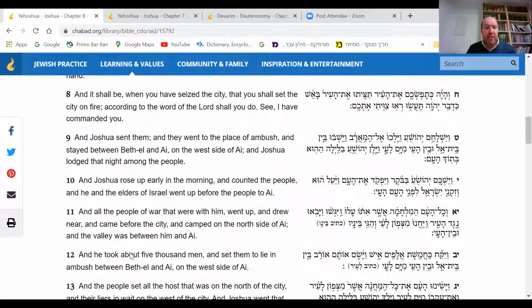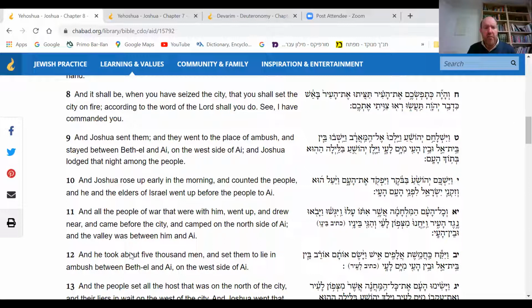And then it says in verse 10, and Joshua rose up early in the morning and counted the people, and he and the elders of Israel went up before the people to Ai. So we see the leadership role, Joshua and the elders, right, to try to encourage the people, are leading.